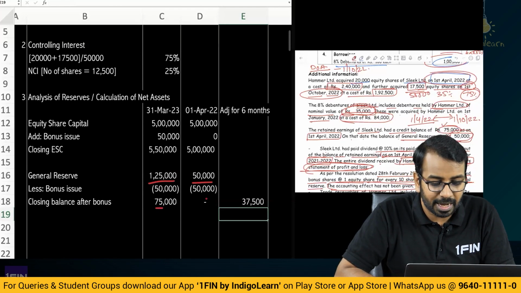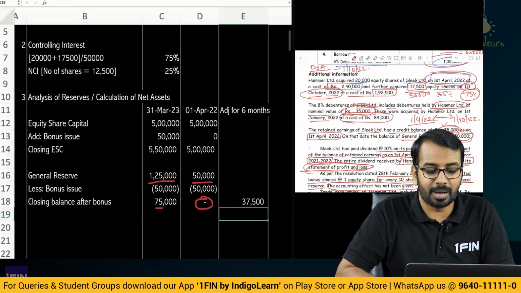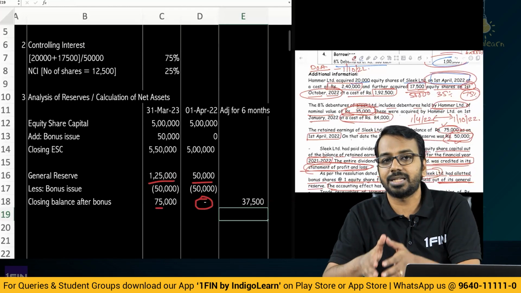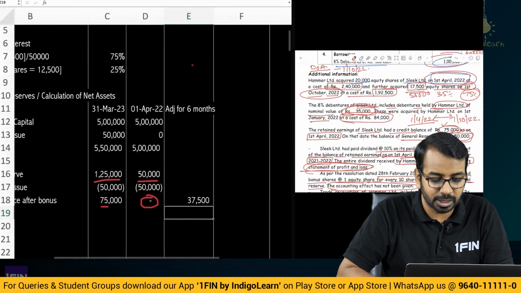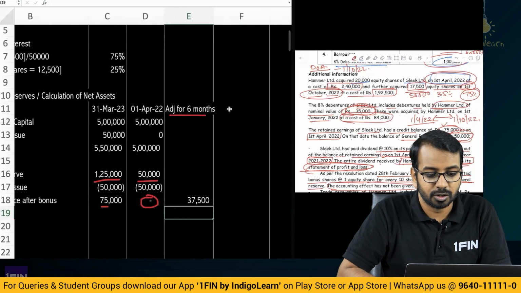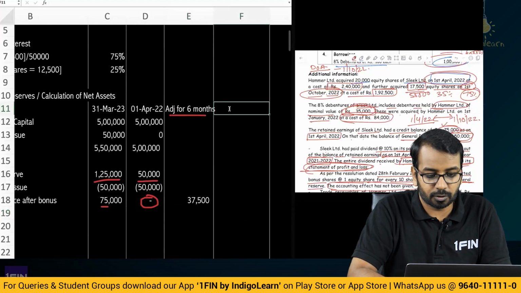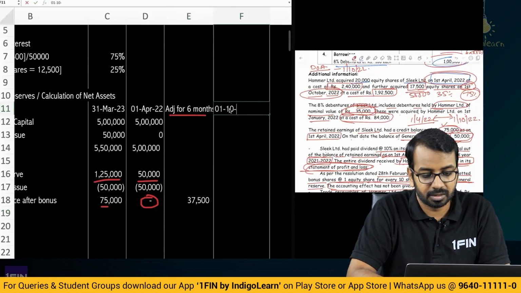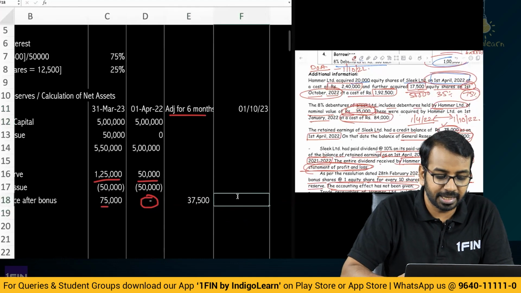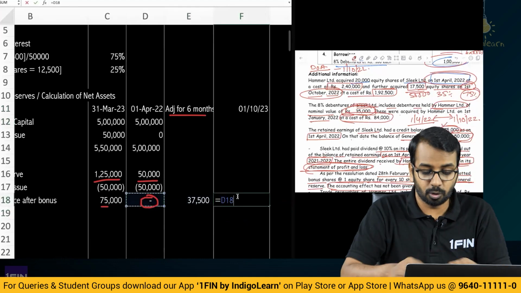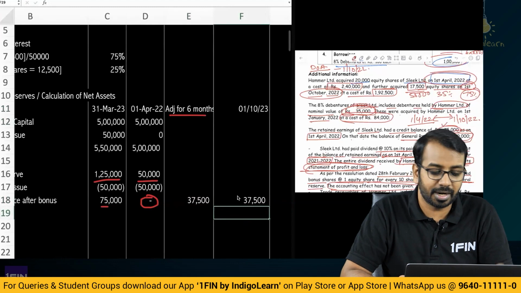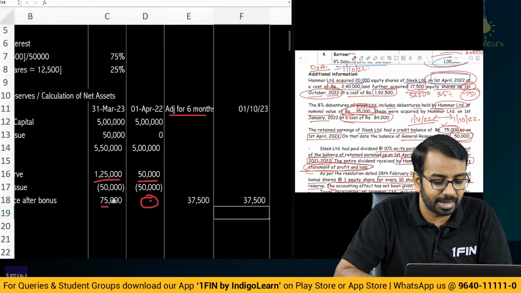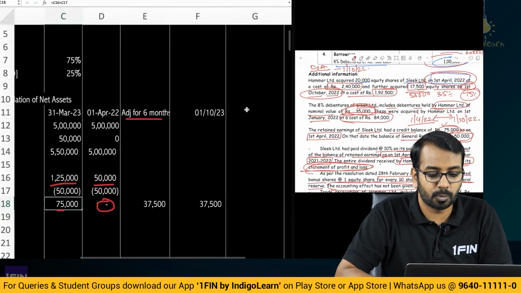So if I have to add some number to the 1st of April balance to arrive at balance as on 1st of October, I have to add 6 months general reserve. So that is what this particular adjustment is. So what is the balance on 1st of October? On 1st of October of 23, it is opening balance as on 1st of April 0 plus 37,500, we get 37,500 on 1st of October. Closing balance is 75,000. So what is post acquisition?